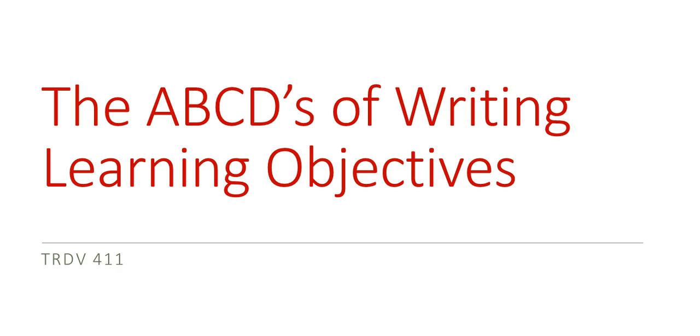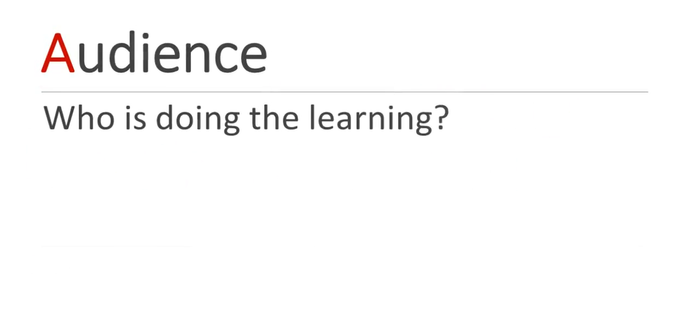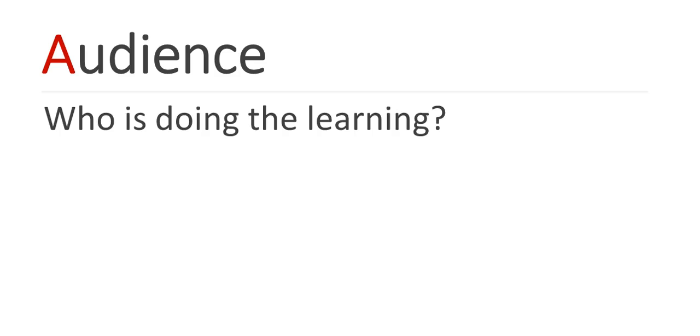What I'm going to do is first introduce the ABCD method, then I'll give 3 examples of what you should do and what you should not do. Okay, let's get started. A is for audience. Who is going to be doing the learning? We need to state that here because we want the learner to be in the forefront of our lesson.